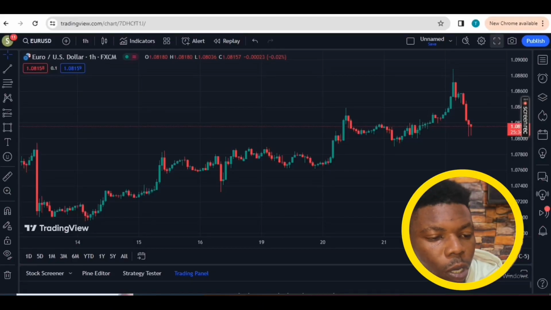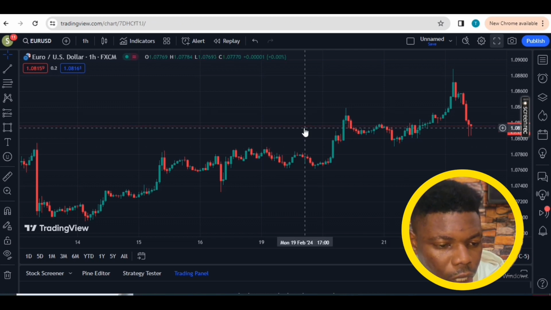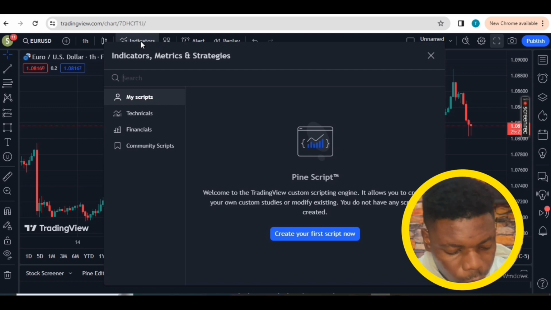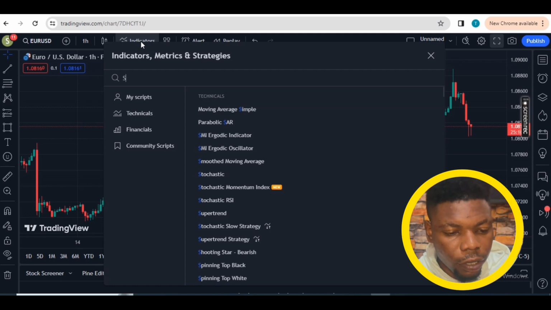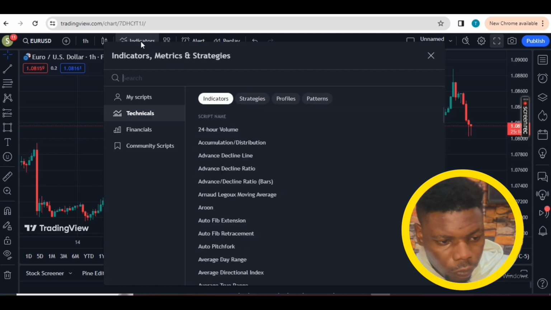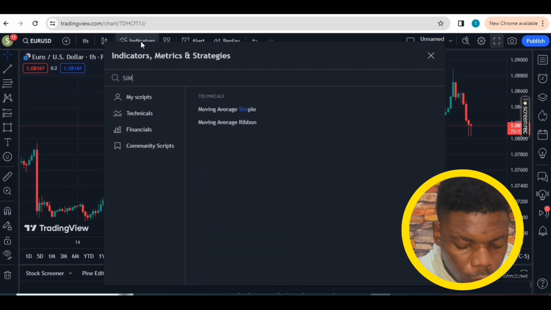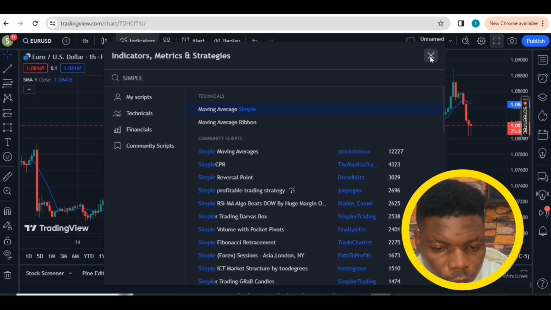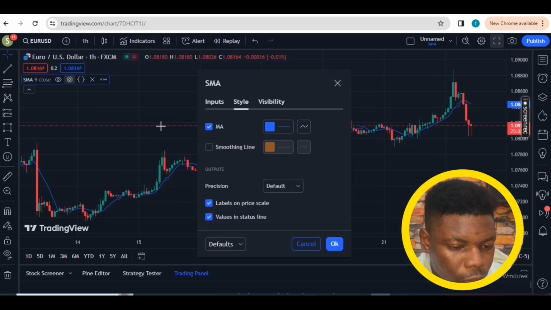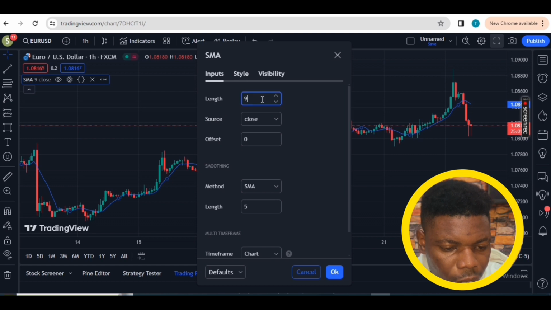So guys, this is how the strategy works. You're going to be using two indicators. First, we add the moving average, which is the simple moving average, the 50 simple moving average. That's what we're going to add first. So you type simple moving average. That is it. You click it, then you go to the settings, then put the length to 50.